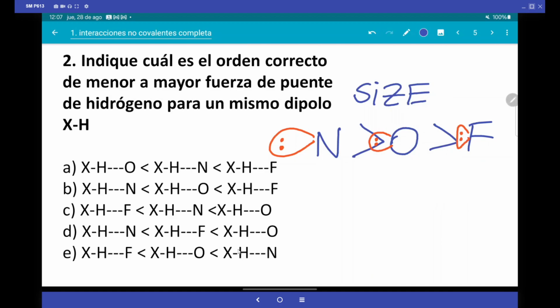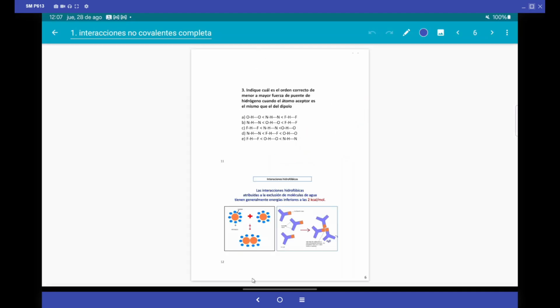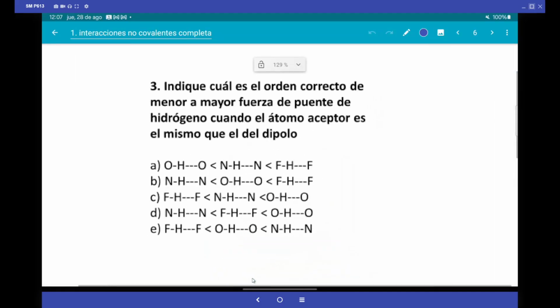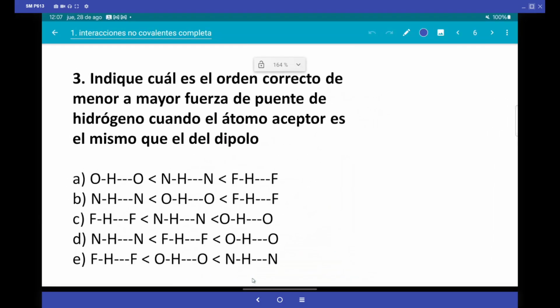The last one, very well then. In this case, it depends on the atomic size and the ease of sharing the electronic pair. Here, the two things change, and as the two variables are in play, you only have to be guided by electronegativity. Only by electronegativity, and the greater the electronegativity, the stronger the interaction.